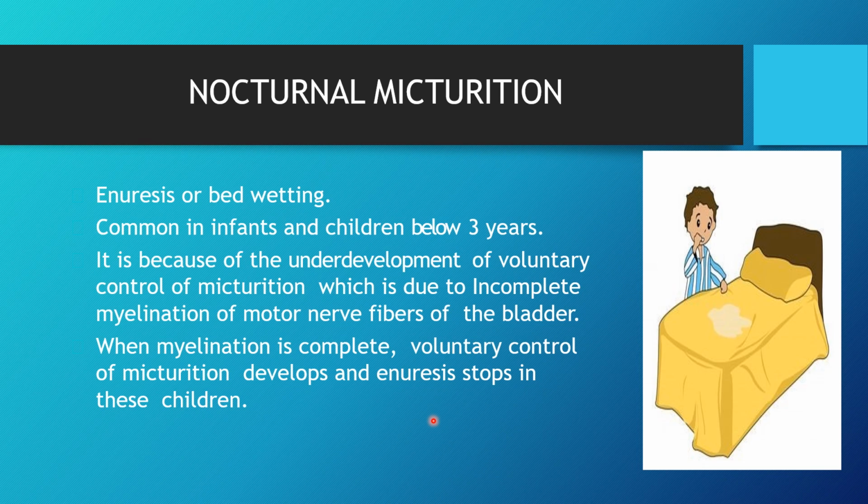And nocturnal micturition, or enuresis, or bedwetting, is common in infants and children below 3 years. It is because of underdevelopment of voluntary control of micturition, which is due to incomplete myelination of the motor nerve fibers of the bladder. When myelination is complete, voluntary control of micturition develops and enuresis stops in these children. Enuresis can also be controlled by giving training. As the age increases, above 3 years, myelination will be complete and voluntary control will develop.